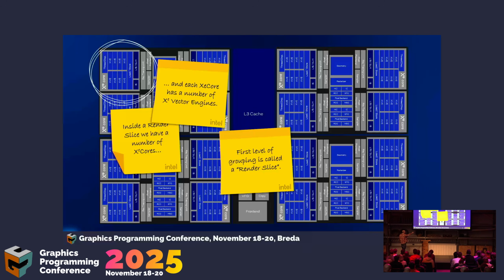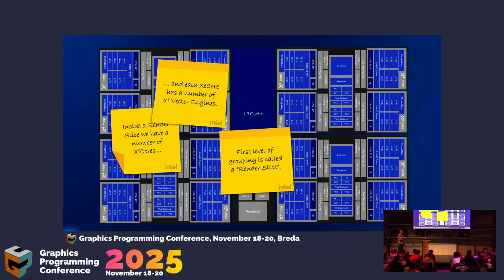Up in the middle here, we have the level 3 cache. That's the first point in the memory system where everything can see. Then we have a few global blocks like the front end copy engine, the front end of the geometry, and so forth. So that's broadly how things are organized.